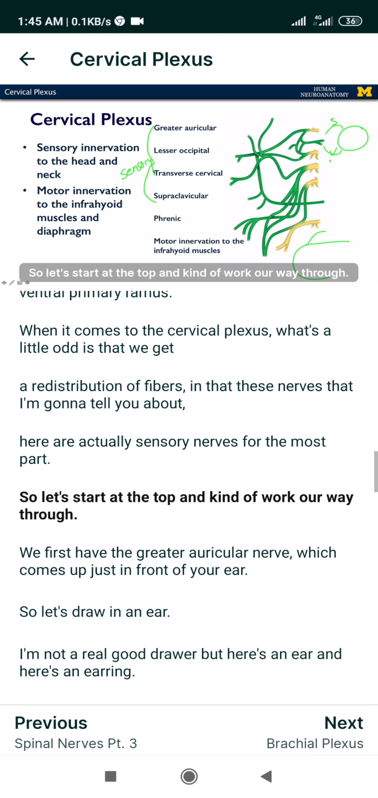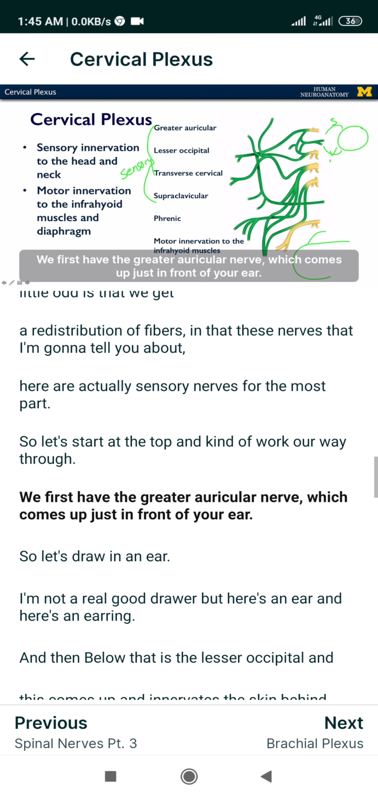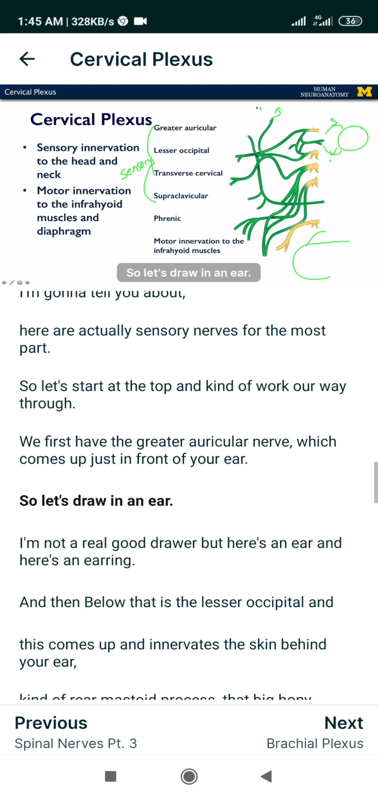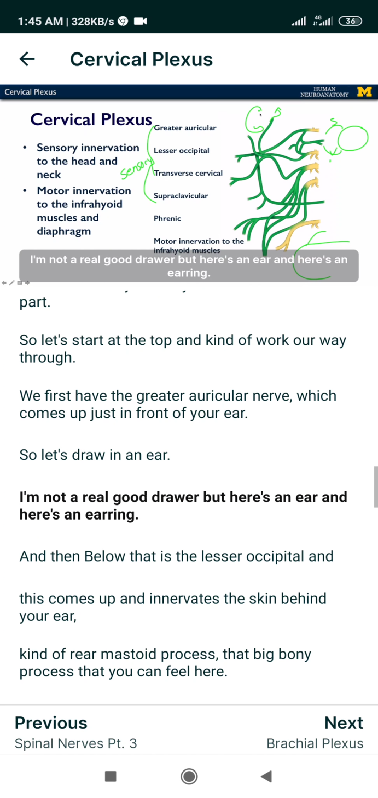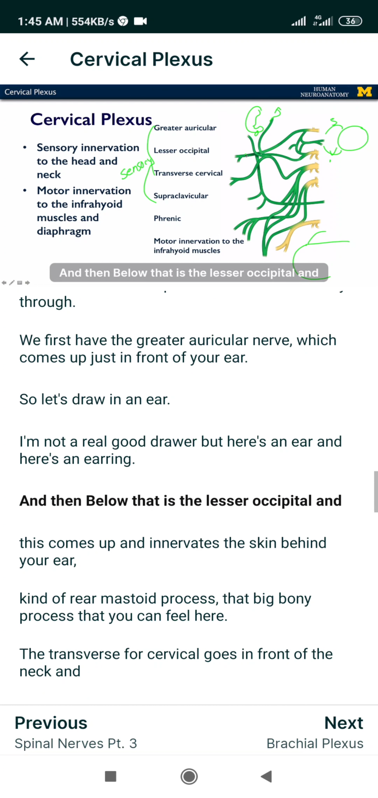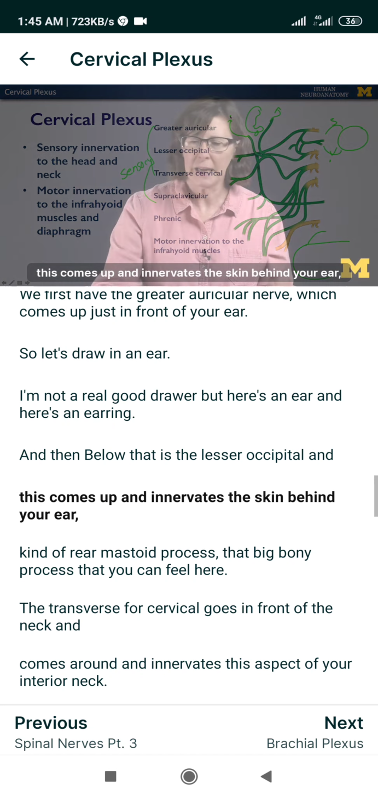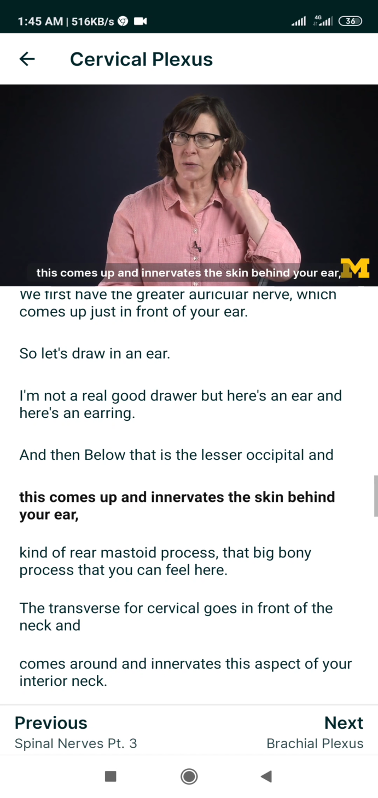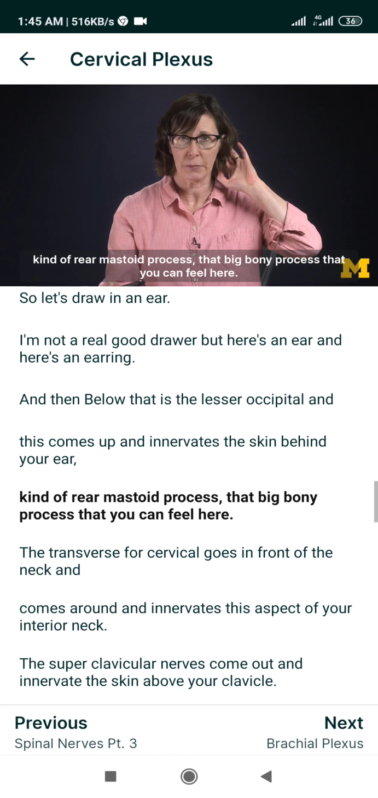So let's start at the top and work our way through. We first have the greater auricular nerve, which comes up just in front of your ear. So let's draw in an ear. I'm not a real good drawer, but here's an ear and here's an earring. Below that is the lesser occipital, and this comes up and innervates the skin behind your ear, over your mastoid process, that big bony process that you can feel here.